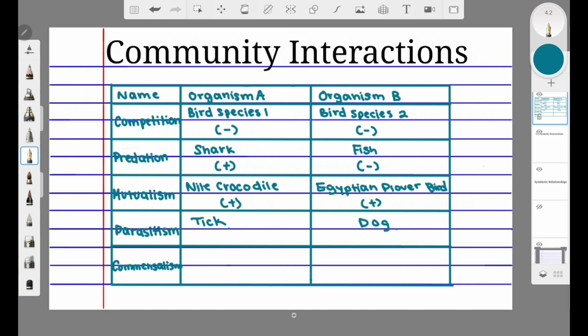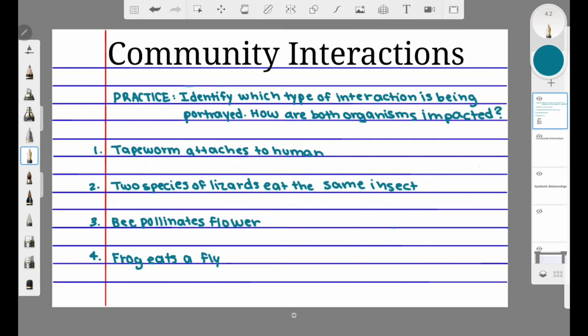Parasitism, the tick is the parasite. It is benefiting by attaching to its host. For example, we could have a dog, and the dog is getting weakened by the tick. And lastly, orchid is benefiting because it is getting nutrients from the tree. The tree is not getting helped or harmed, so we just say 0. It's neutral.